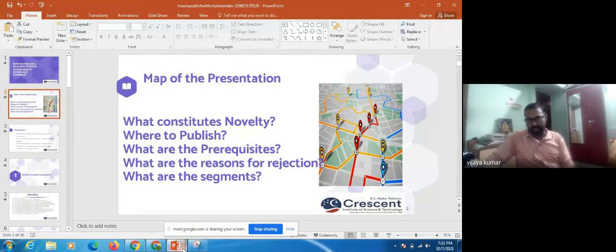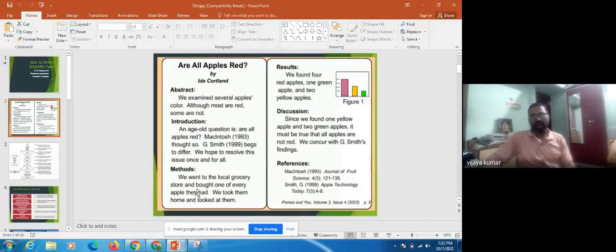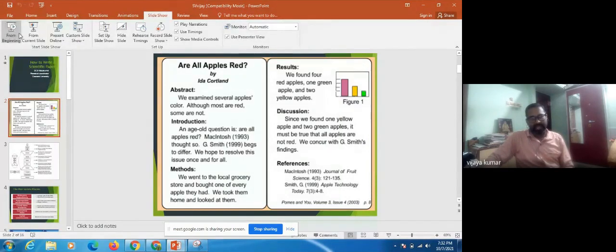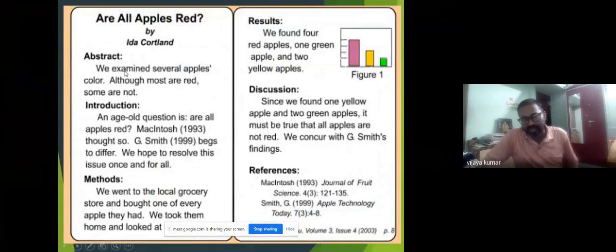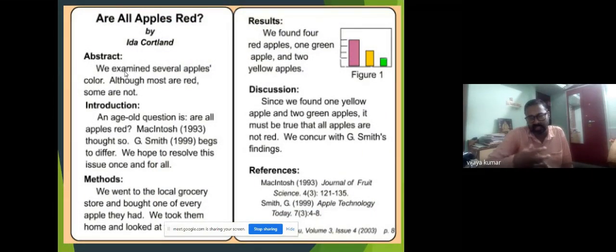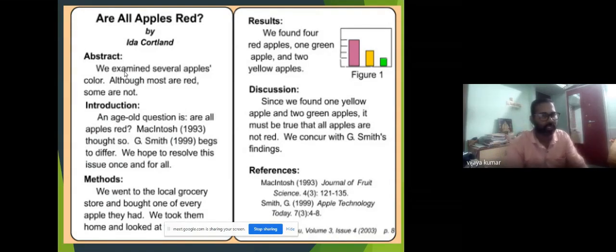Let me start with an elementary example. I am showing you a particular research paper here. It may look like a naive elementary example, but let's start our discussion from this example. Let's say your research is on "Are all apples red?" This was a beautiful article written by Cortland. It's impossible to actually show you the IMRAD format in one page, but this is a classic example. Let's say the research paper is on whether all apples are red.